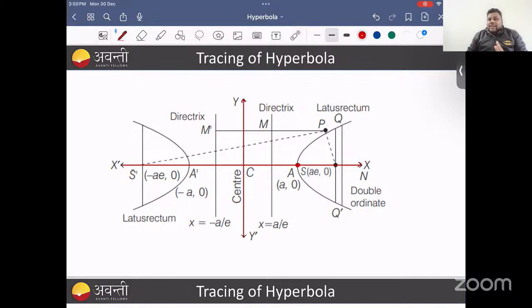That means if one focus I assumed as (AE, 0), it has another focus (minus AE, 0). If one directrix I assumed as x equals a upon e, it has another directrix x equals minus a upon e. This hyperbola will be intersecting the x-axis at (a, 0) and again at (minus a, 0). So these points are what I call the ends of the transverse axis. This is what we call the transverse axis.